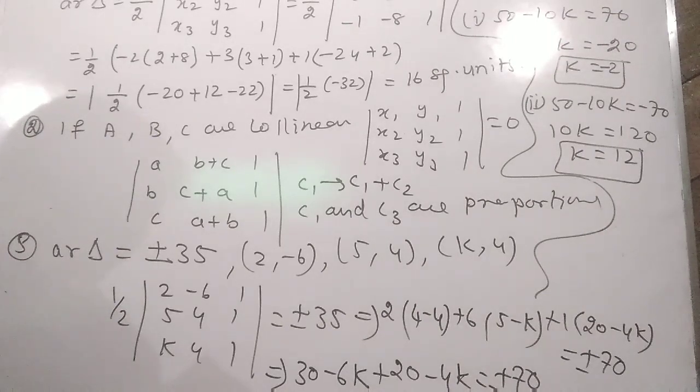Now question number 3 is homework, beta. Both parts you have to do. At the same time, do not forget to take plus or minus 4. Okay, the area is plus or minus 4.